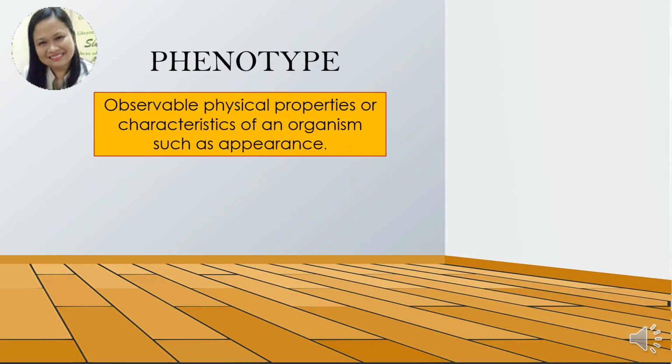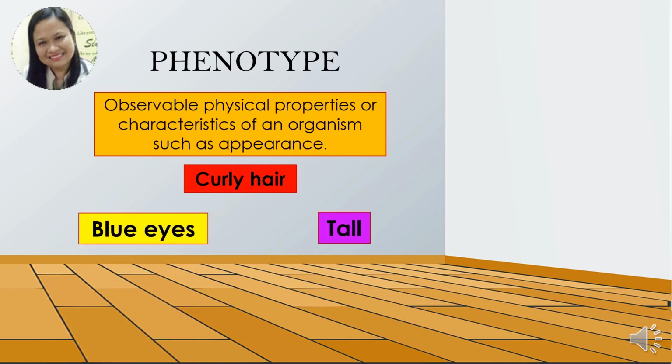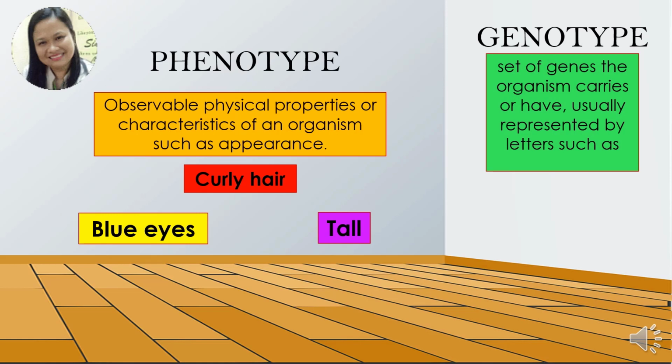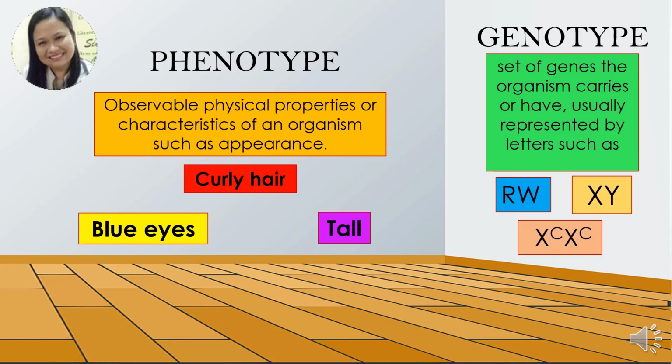Phenotype. You have to take note that phenotype is the observable physical properties or characteristic of an organism such as appearance, curly hair, blue eyes, or being tall. While genotype is a set of genes the organism carries or has, usually represented by letters such as RW, XY, XC, XC.